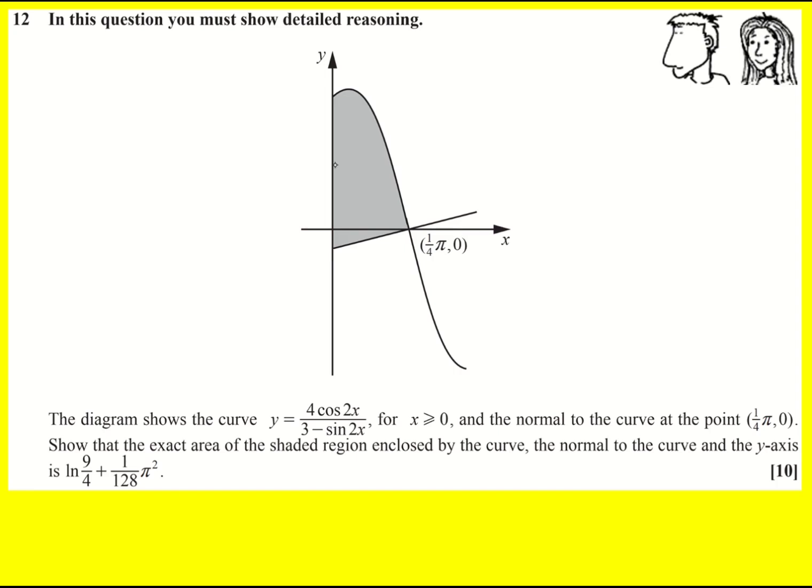We're asked to find the shaded area in this diagram, and we've got the curve, and we're also told about a normal. And actually, we're asked to show that this is the exact area. Okay, well, that's something to aim towards then.